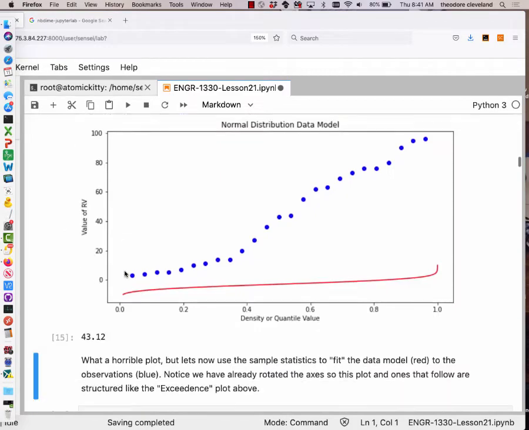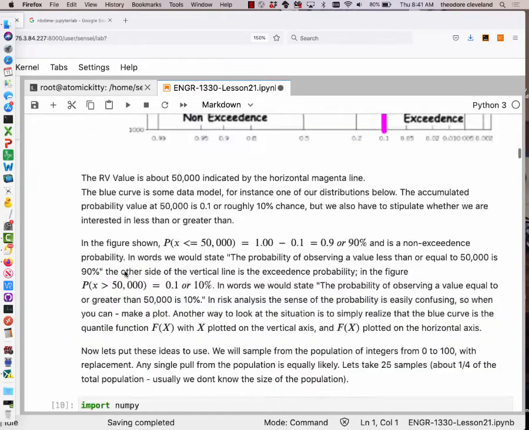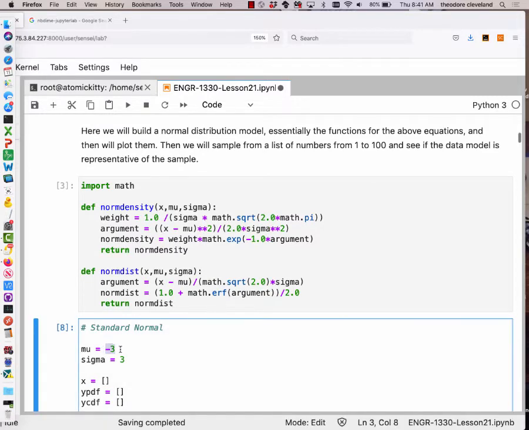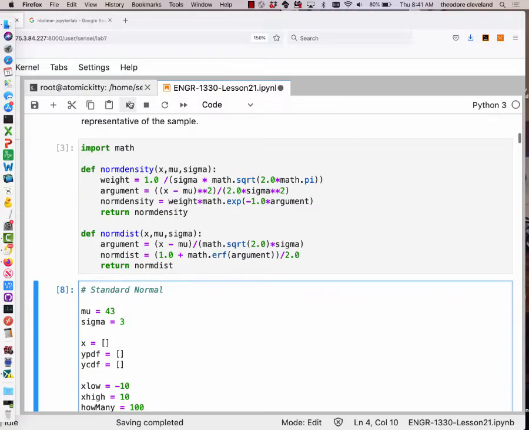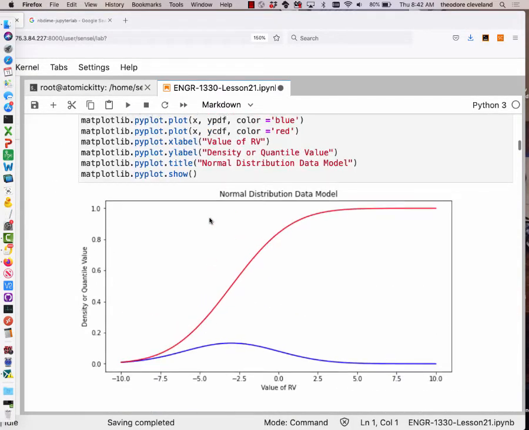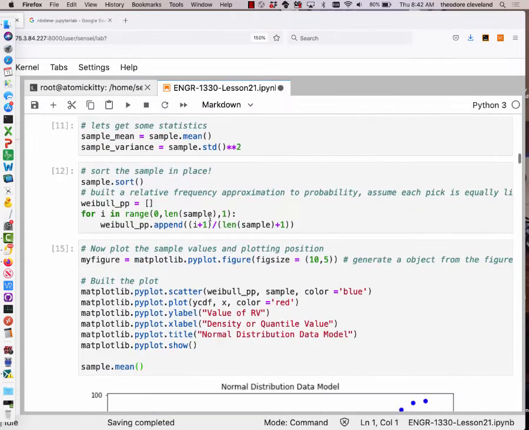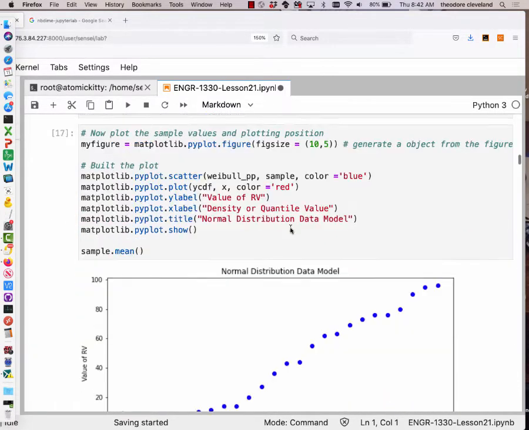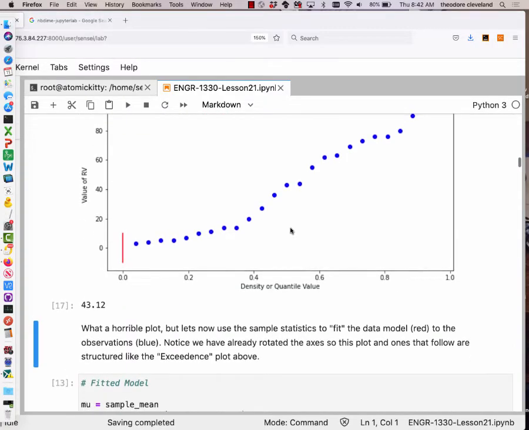Well, now that we've gone to the trouble to estimate the median, 43, we're going to go ahead and put that in. I have no idea what the standard deviation is. But now we should have updated our curve. Let's see what happens now. Even worse.